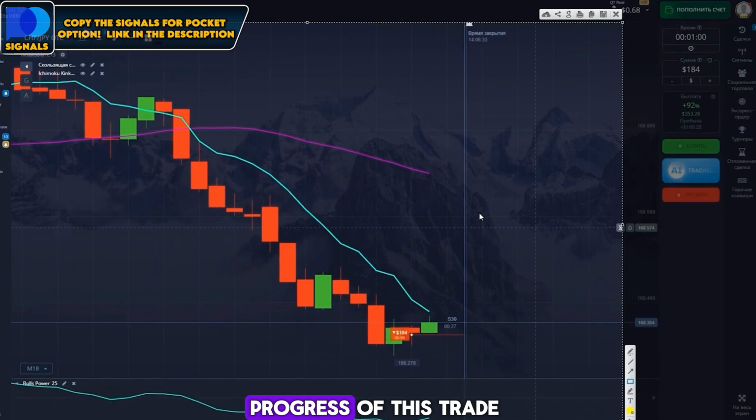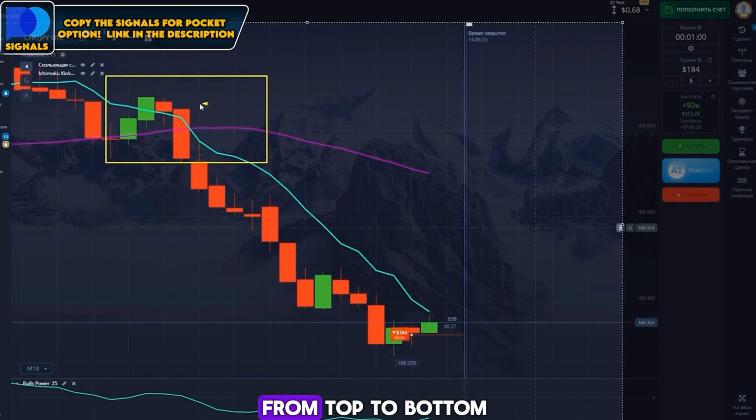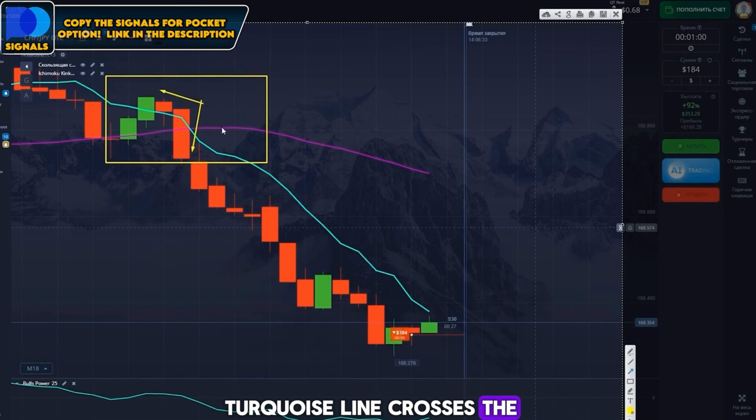Let's also analyze the progress of this trade, why we opened a decline here. Pay attention to how our lines intersect with each other. But this happens directly from top to bottom. The turquoise line crosses the purple line from top to bottom. This is a signal to decline.